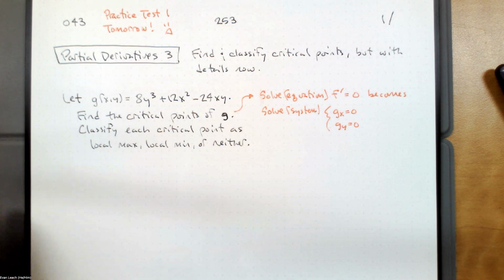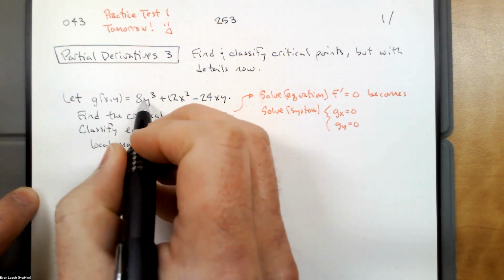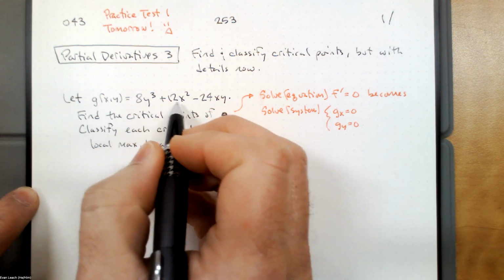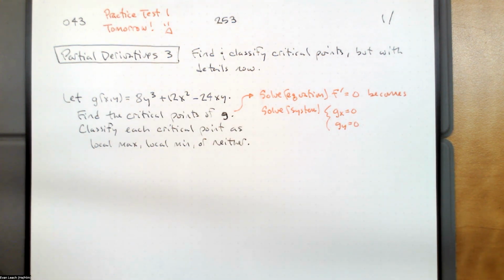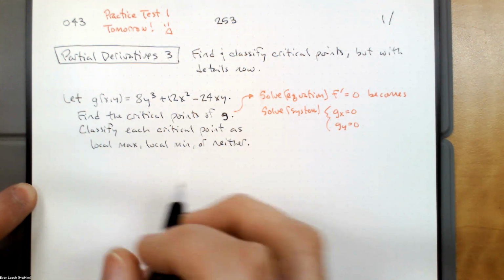All right. So let's do that here. So we have g of x, y is 8y cubed plus 12x squared minus 24xy. Clearly, this problem is brought to you by the number 24. That's a Sesame Street thing. It shows you to be brought by the number and so on. Anyway.